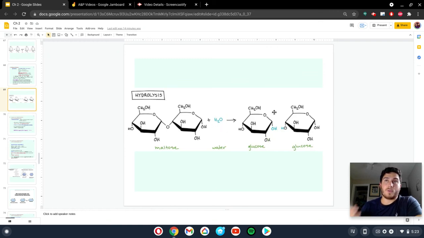So if you're able to see this, what you're seeing is hydrolysis and condensation reactions are the opposites of one another. So if you want to build something, you have to remove water so that you can combine two things together. If you want to break things down, you have to add water in order to fill those bonds. All right. So this is hydrolysis. It is the opposite of condensation reactions.